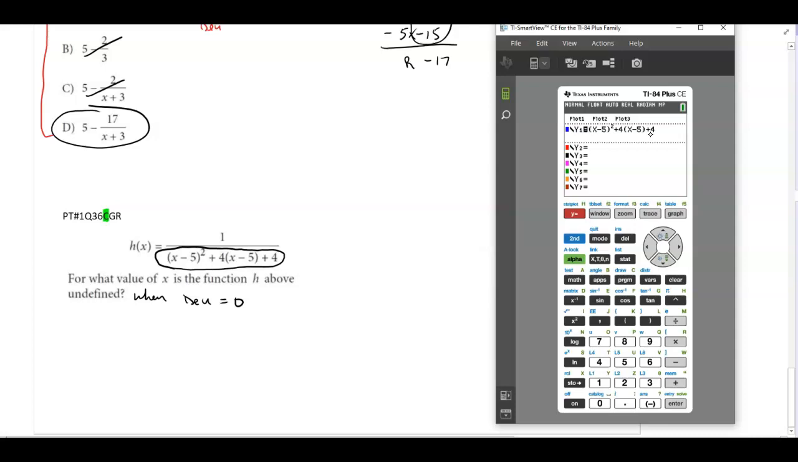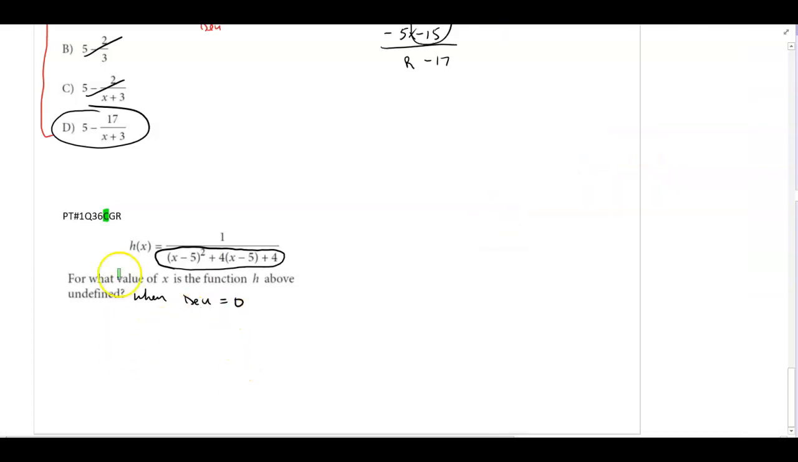Now, what I'm going to do then is hit graph. And if I look, where does this quadratic hit, or what's the x-intercept of this quadratic? Isn't it at x equals 3? Right away, if you think about it, x equals 3 is the value of x that makes it equal 0. Therefore, this is undefined when x is equal to 3.